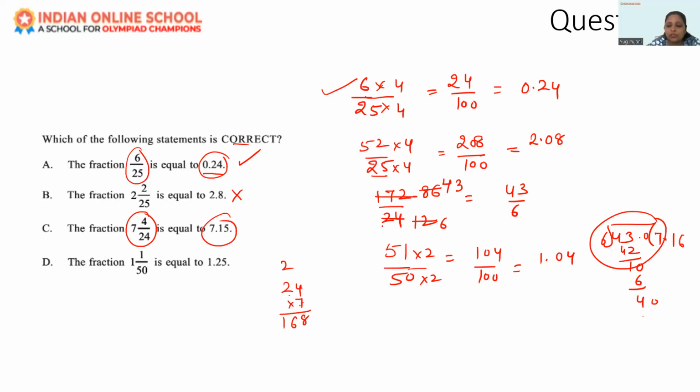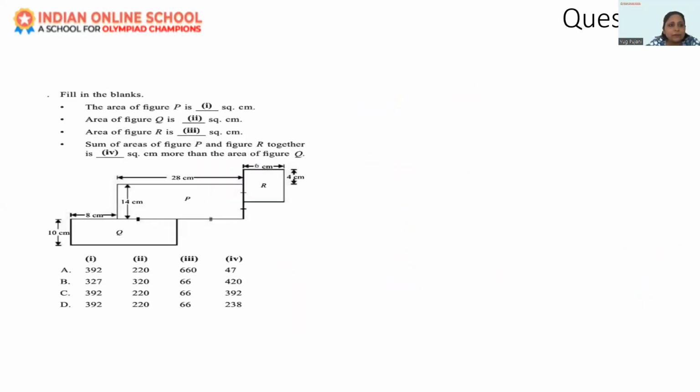Okay, fine. So let's do the next question now. Fill in the blanks. This is a question of mensuration, and these are very important questions. The area of figure P. What is figure P? Which shape can you see here?